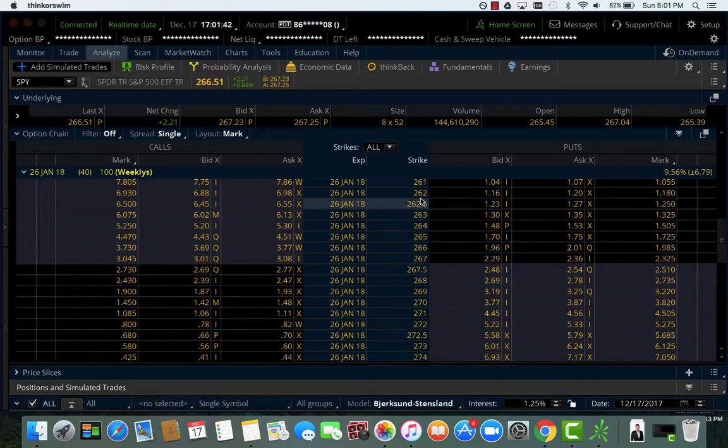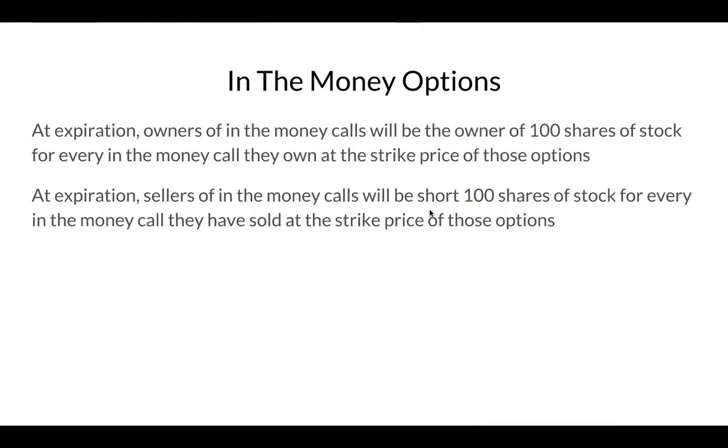Same thing if we were short the 262 call at expiration, we would end up being short 100 shares of SPY at 262 a share. We would be a $4.51 loser per share because we are short at 262 and the price is 266.51. It's gone against us, right? It's gone against us by $4.51. That is what happens if we're a seller of calls at expiration, and specifically in the money calls.